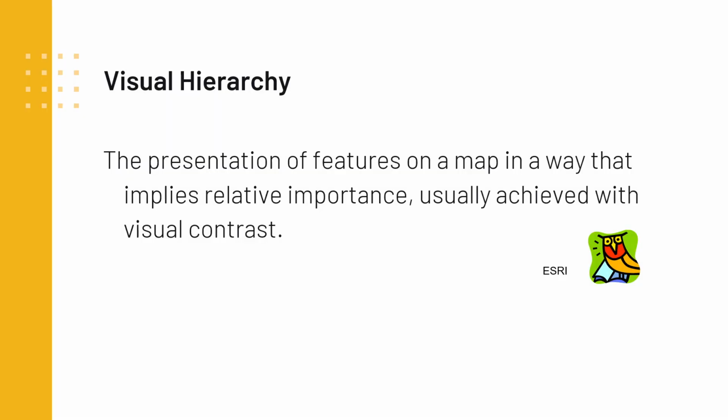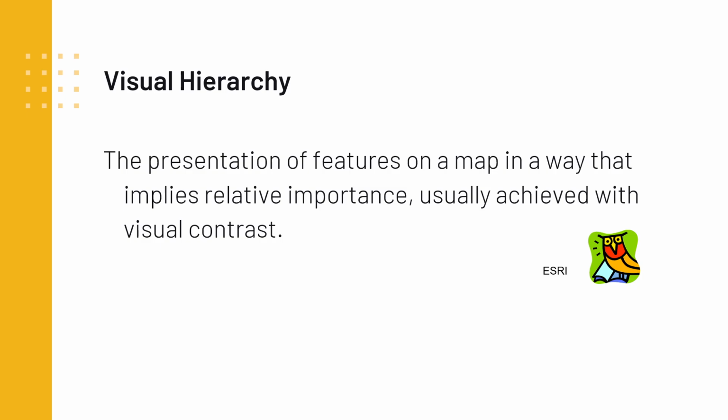So also when you're putting these map elements on your page, think about visual hierarchy. Visual hierarchy is a presentation of features on a map in a way that implies relative importance. This is achieved with visual contrast. So you think about how we did it with the roads. The more important roads, the highways, we gave them a more prominent color, made them a little thicker. The less important roads, we made a little thinner and with a less prominent color. So this is an example of visual hierarchy.